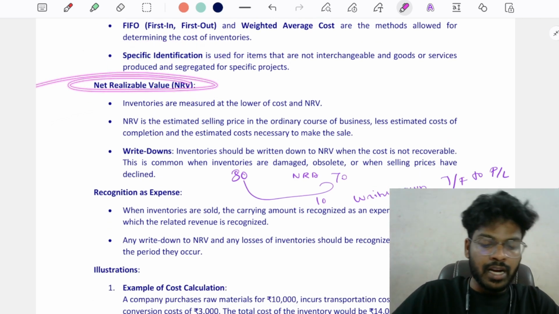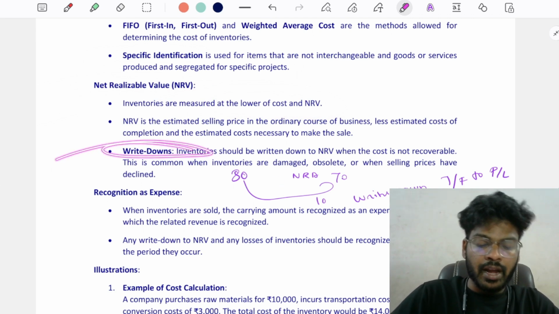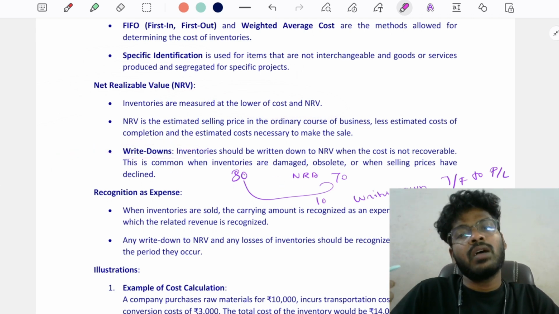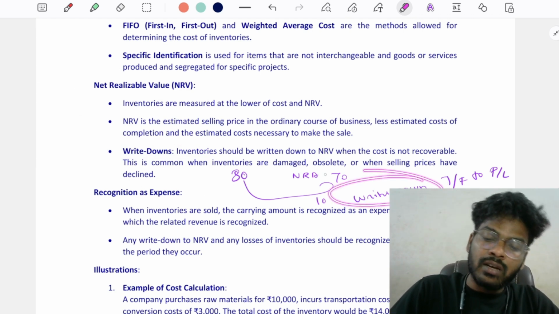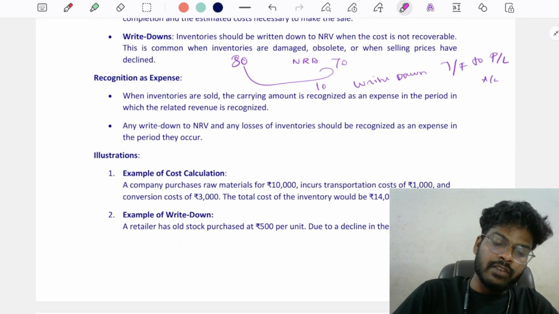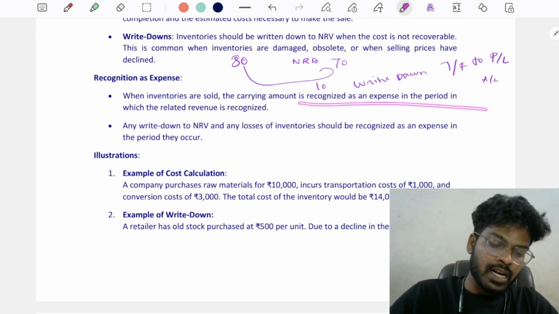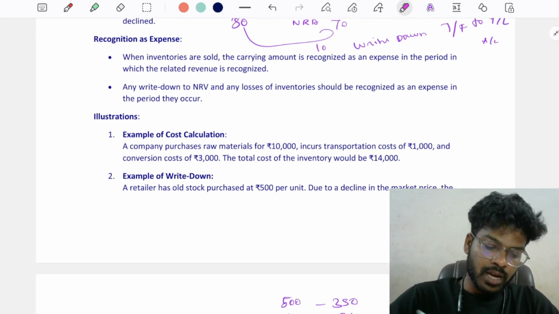What do you mean by net realizable value? We have seen that. We value at the lower of cost or NRV. So we write down. If the cost is more and net realizable value is less, then we should write down the value of inventory to NRV. Recognition of expenses: it is recognized in the profit and loss account. In case of sale of inventory, we will recognize the revenue.